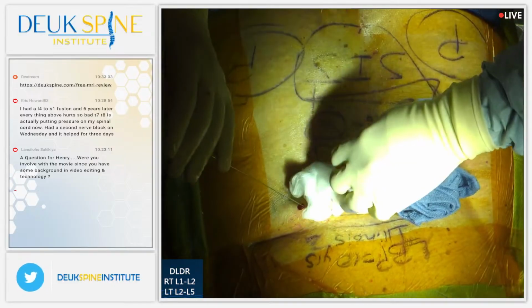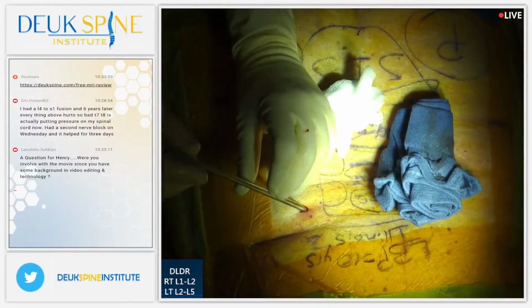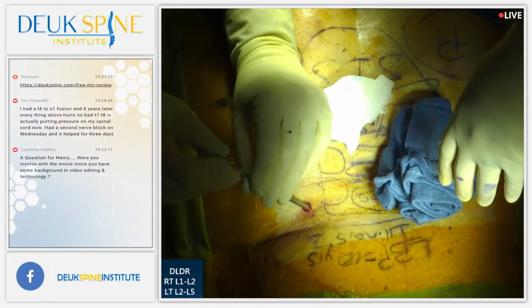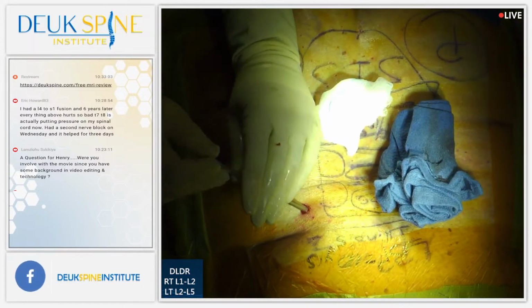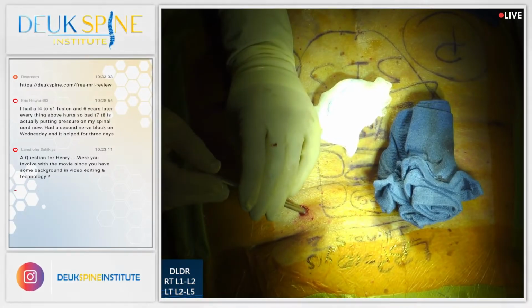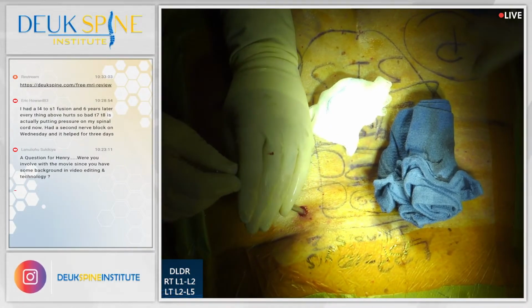What did you say, Dr. Berndes? Yeah, that's fine. This will be our third and final disc. It's the L1-2 from the right side. We did the other two from the left side because she had more stenosis on the left side at those two discs. She has more stenosis on the right side at this disc. She has a deep spine.